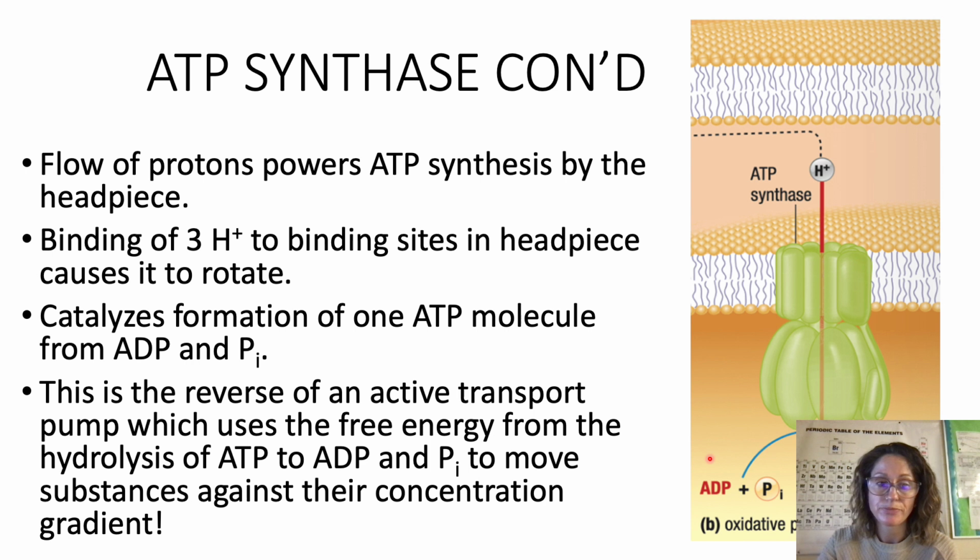inorganic phosphate. This is the reverse of active transport that we talked about in Unit 1, where ATP was used to transport molecules against their concentration gradient. In this case, hydrogen ions are moving along their concentration gradient and making ATP.